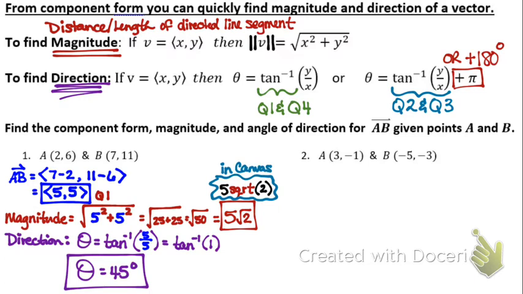What would my component form look like here? Negative 5 minus 3, which is what? Negative 8. And then what? Negative 3. Not minus 1. Why plus 1? Yep. Because we're subtracting a negative there, so it's going to turn into plus 1. So negative 8, negative 2 would be my component form.